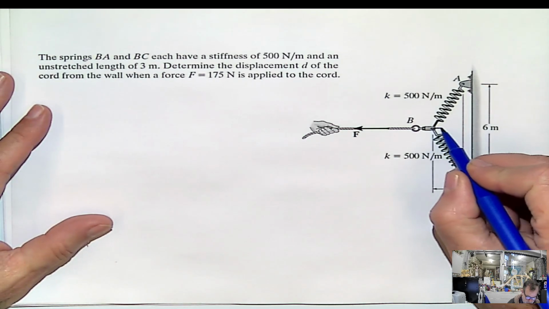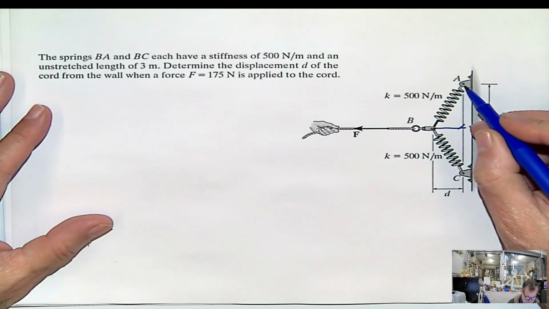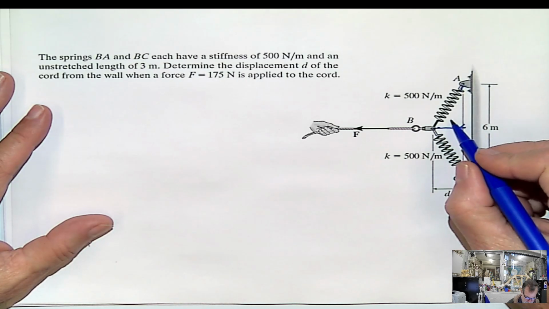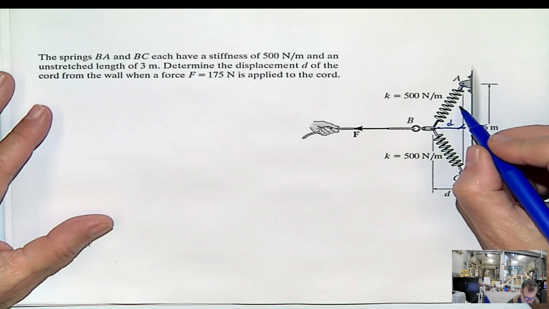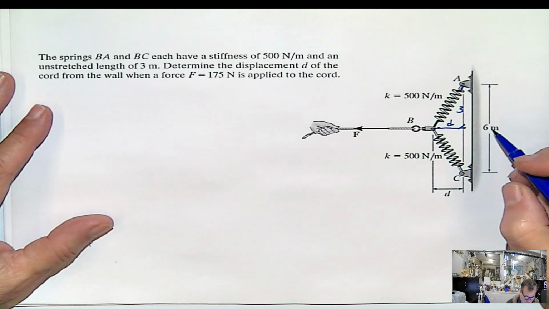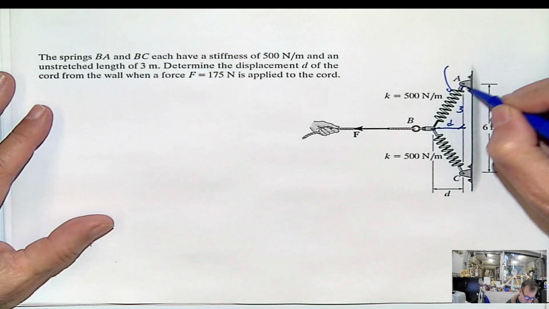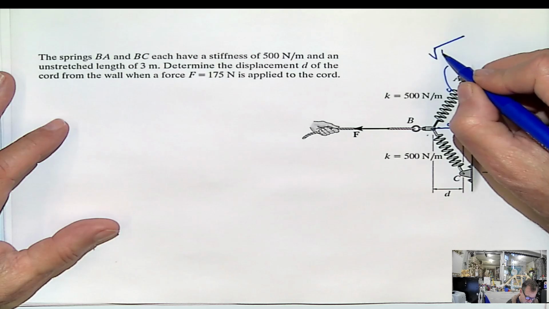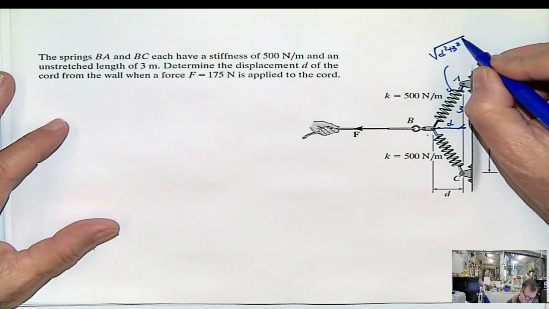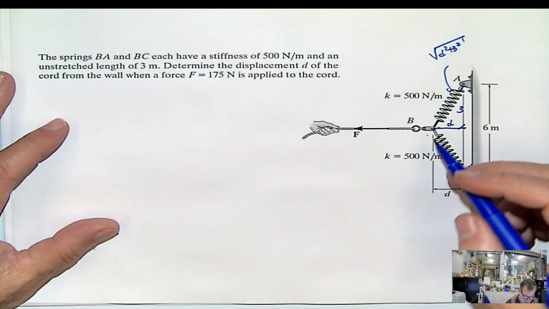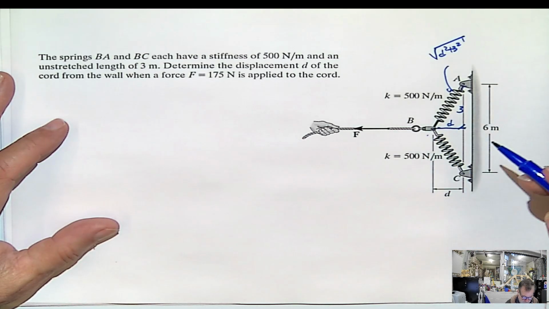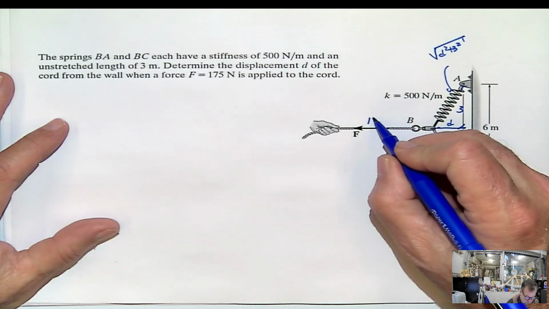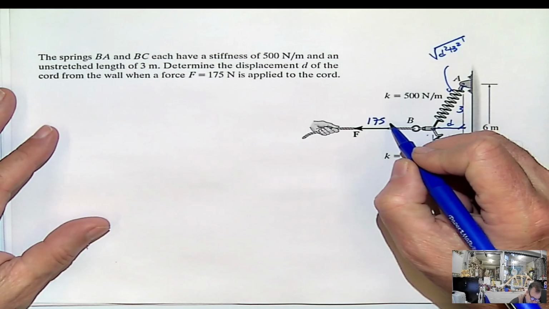So in order to simplify this problem, let me do this. This distance here is d, and this distance here is 3, half of this, right? Meaning the overall length of the spring is going to be square root of d squared plus 3 squared. And the constant is the same constant. That's why we could do the symmetric thing that we did here. This value is 175 Newton.